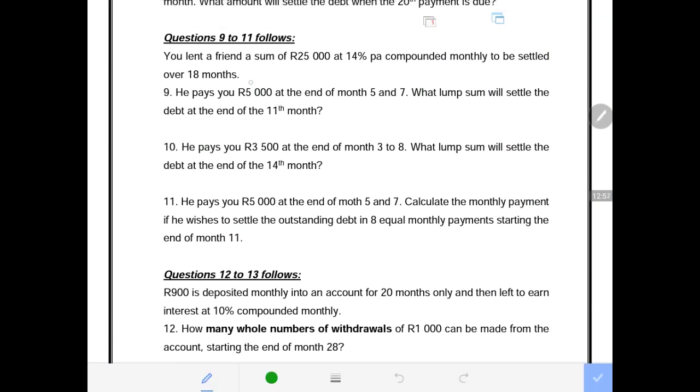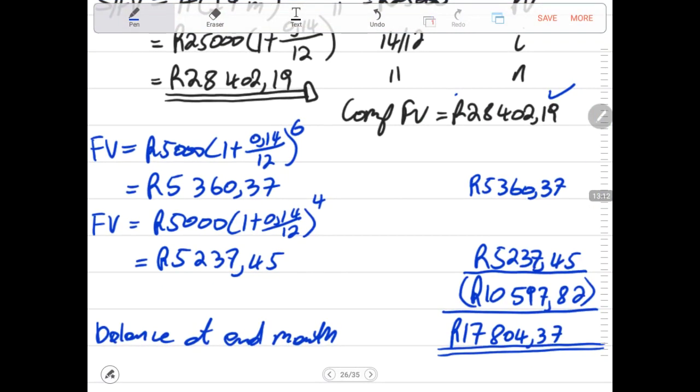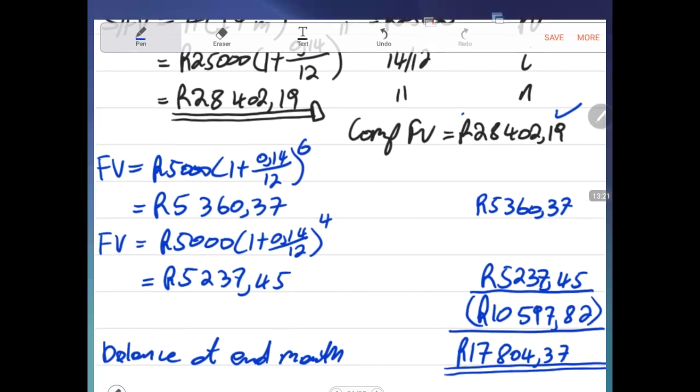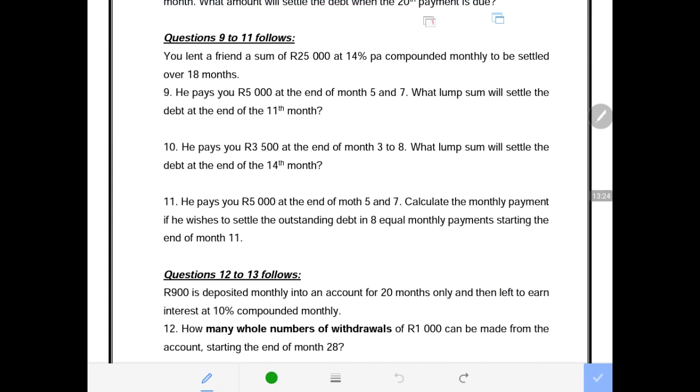So now if he pays 5,000 in month 5 and month 7, this is the lump sum that will settle the debt. That means if you want to pay off this amount at end of month 11, this is the amount that you will need to pay, which is 17,804 rand 37 cents. So now this was scenario number 1. Let's go to scenario number 2. Say that he pays you 3,500 at the end of month 3 to month number 8. So now we assume a different scenario.